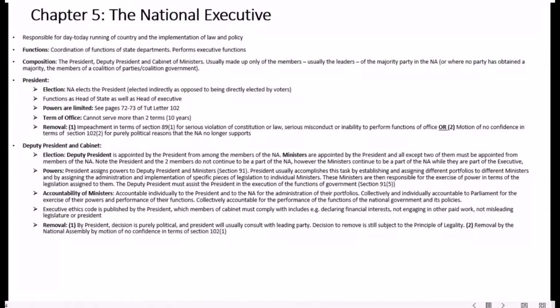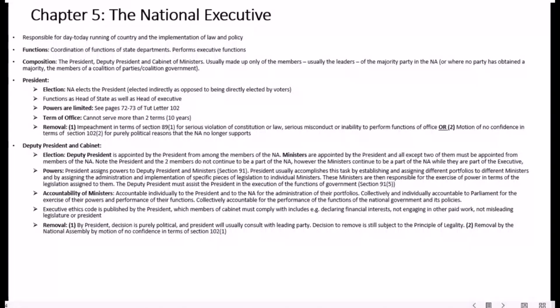Then there's an executive ethics code which is published by the president, which members of the cabinet must comply with, and it includes provisions like ministers, for example, must declare their financial interests. They must not engage in other paid work. They must not mislead the president. They must not mislead the legislature. So there's an executive code there that must be complied with.